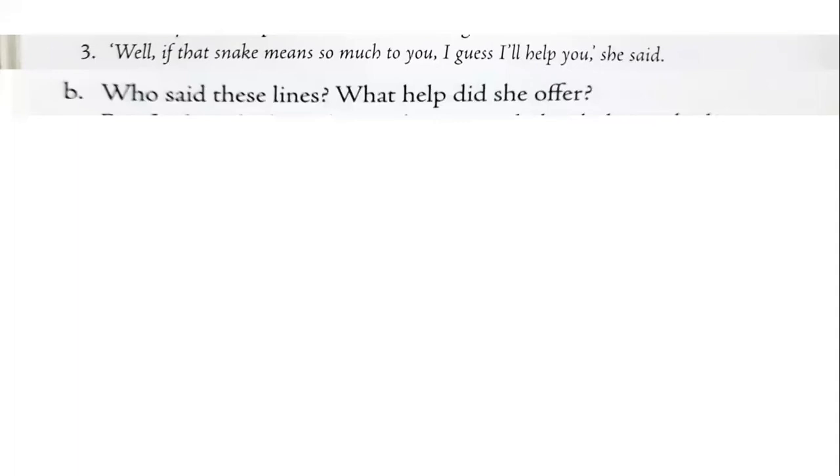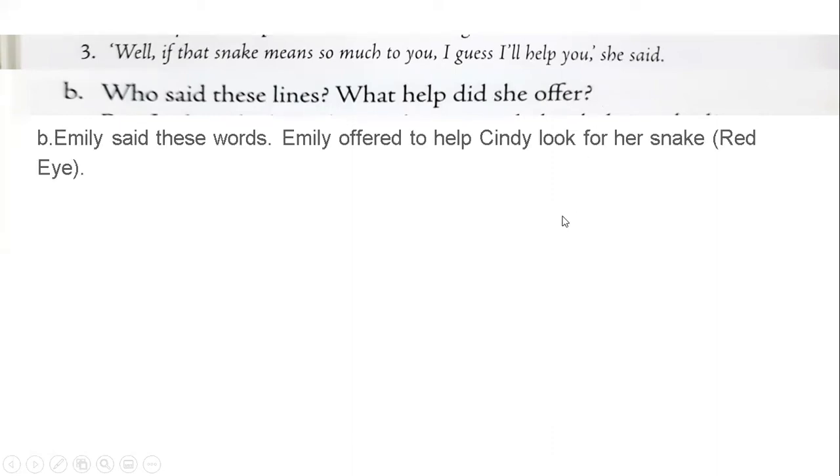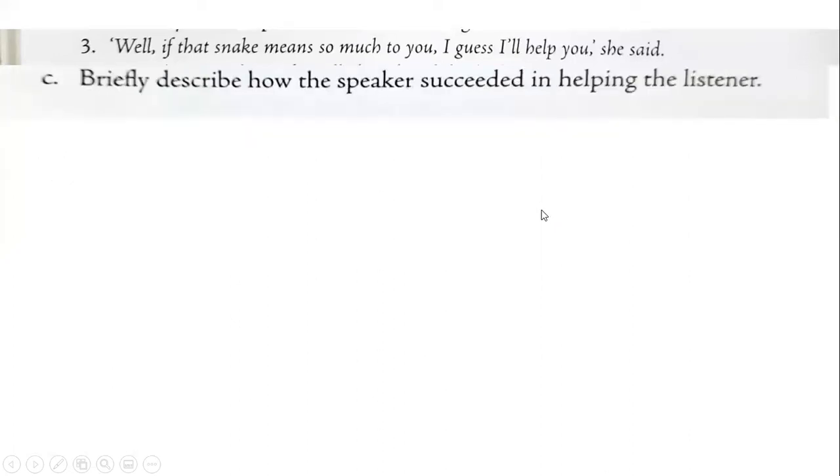Let's move on. The same context. "Well, if that snake means so much to you, I guess I'll help you," she said. Who said these lines? And what help did she offer? Let's see. Emily said these words, Cindy's sister Emily, and Emily offered to help Cindy look for her snake, Red Eye.